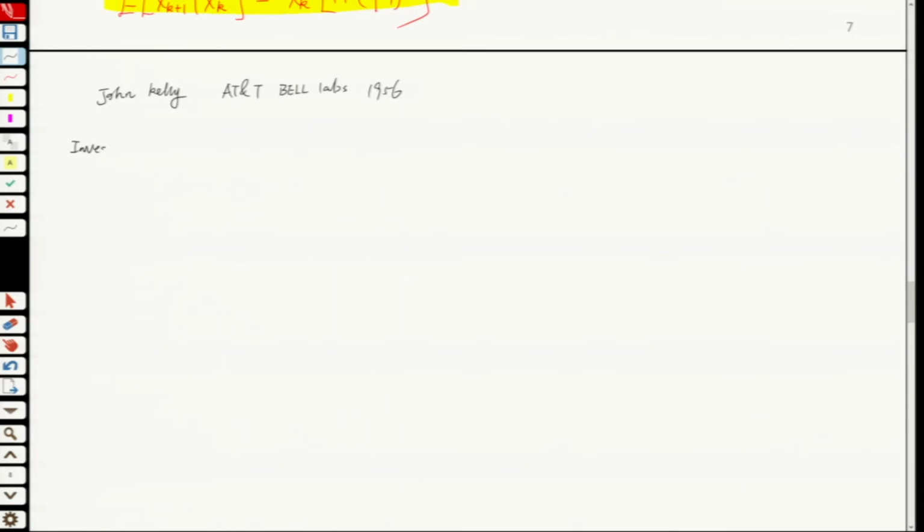So if you invest $1, there is a probability of winning P and losing 1 minus P. If you win, you get B dollars payback, and if you lose, you just lose $1, because you just lose what you have bet. Okay?